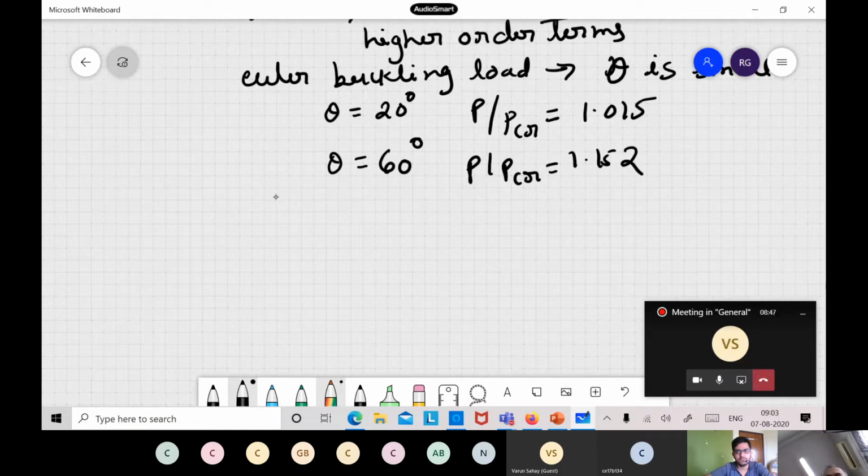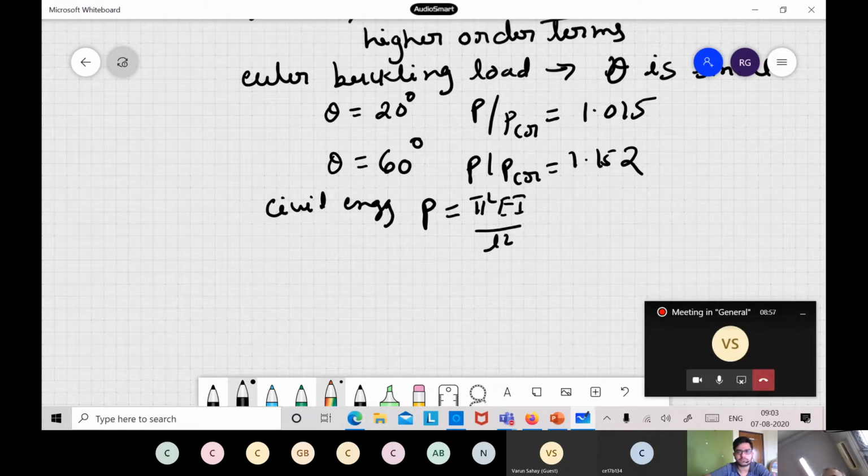But as far as civil engineering and steel are concerned, the buckling load P equal to pi square EI by L square is maybe fine for small rotations. But if you are working in biomechanics or some special type of structures, where rotations become very, very large, then Euler's formula may not be fine.